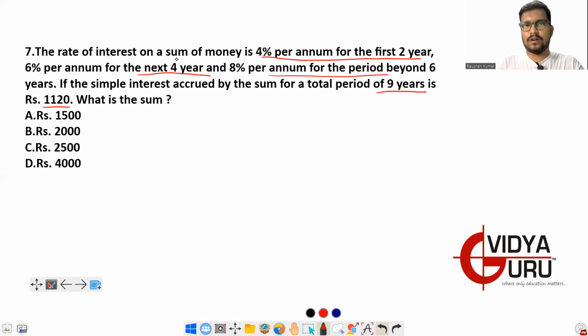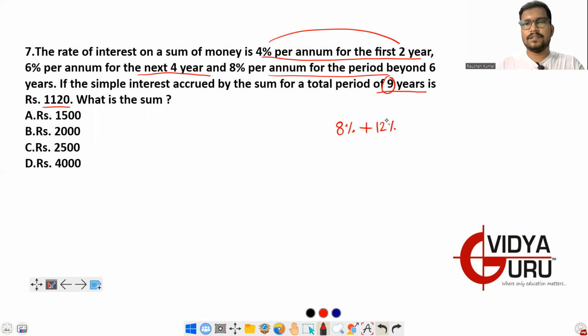See, the interest on a sum of money 4% per annum for first 2 years. So 4% for first 2 years. So first 2 years it will become how much? 8%. See, just see the rate of interest, how much we are getting the rate of interest. Again plus, see 6% per annum for the next 4 years. Okay, so for next 4 year means okay, and 8% per annum for the period beyond 6 years, and the question is here 9 years. So first 2 years we have taken 8%. For the next 2 years it will be how much? 6 plus 2, 12%, right or not?